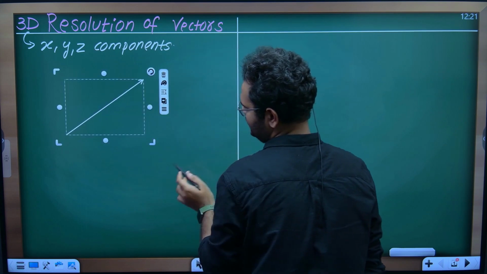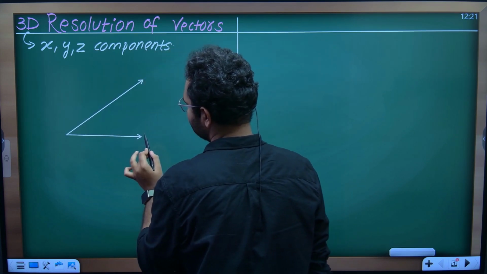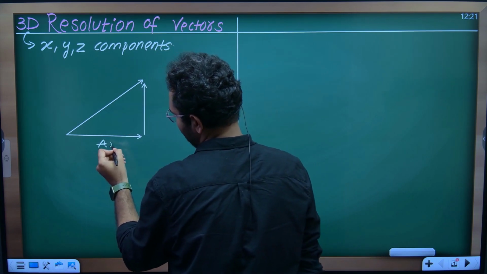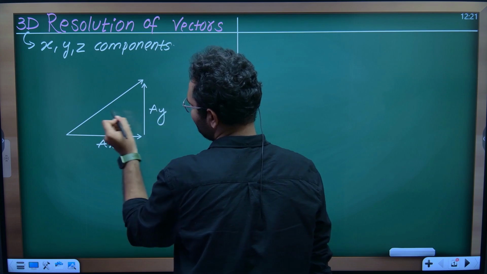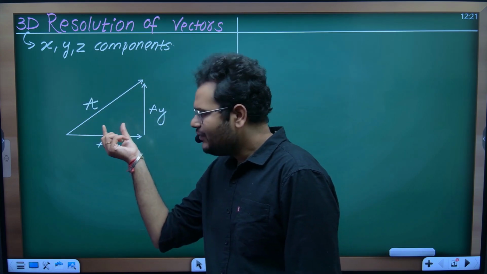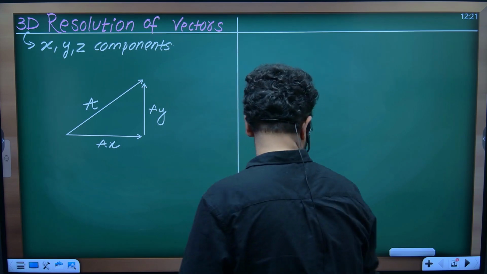Say this vector is there, and I want to resolve it. So this is the x component, this is the y component, and this is my original vector A. The A vector is in the xy plane, that's why there is no problem. But what if? Let me show you.